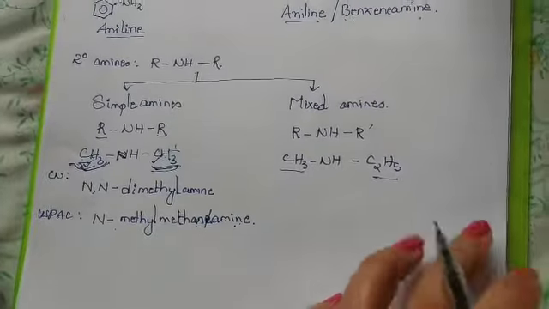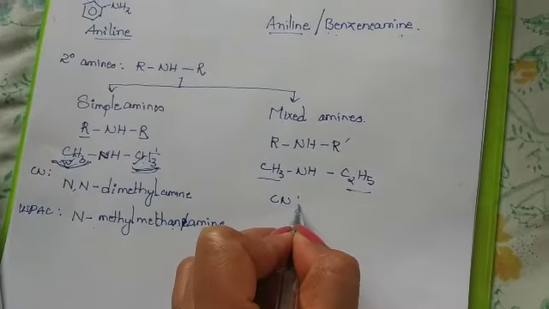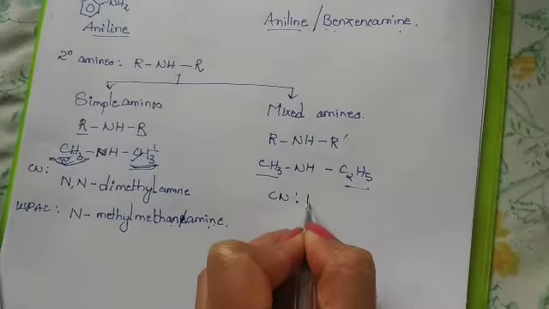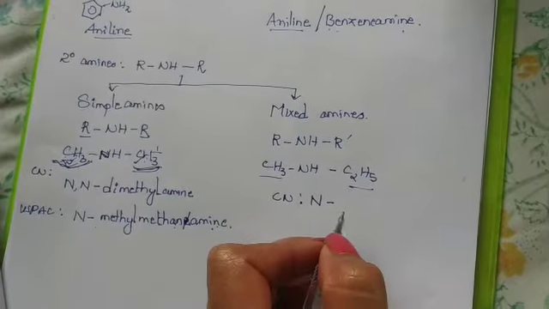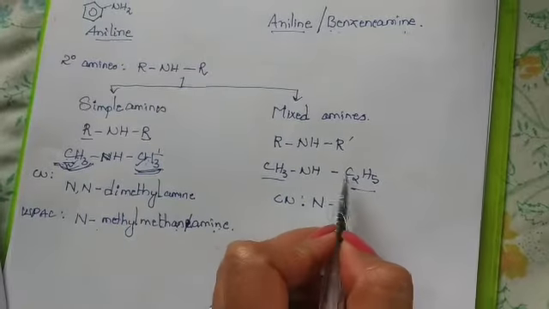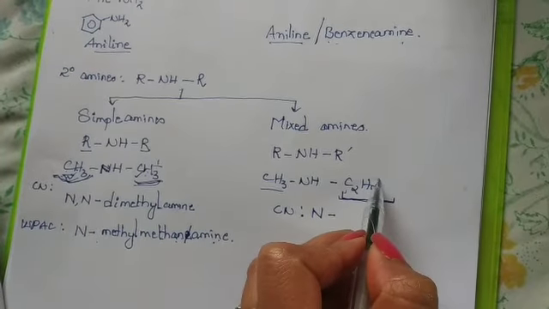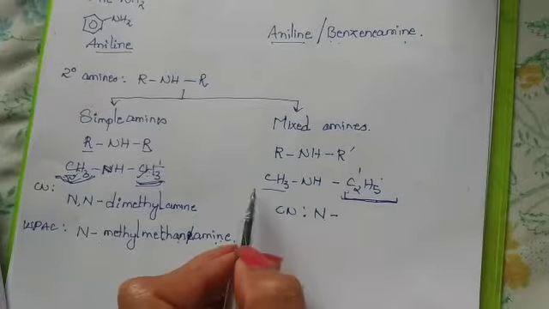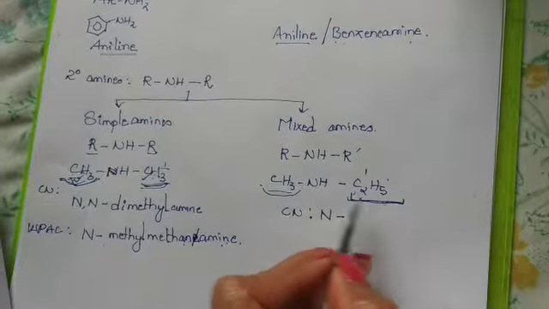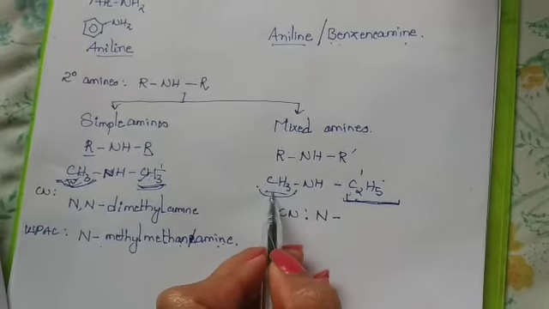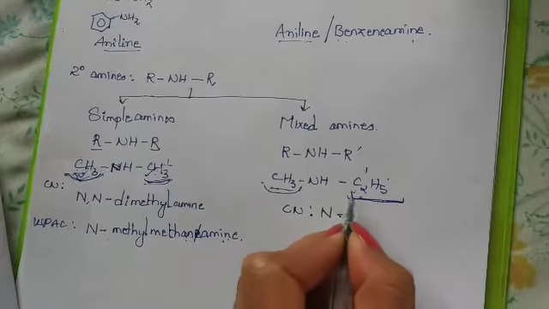Now let's do the mixed amine example. For this example, the common name will be N. One important point to keep in mind is that the bigger chain will be the main group chain, and the smaller chain will be the substituent. Keep that in mind. Therefore we have here N-ethyl.